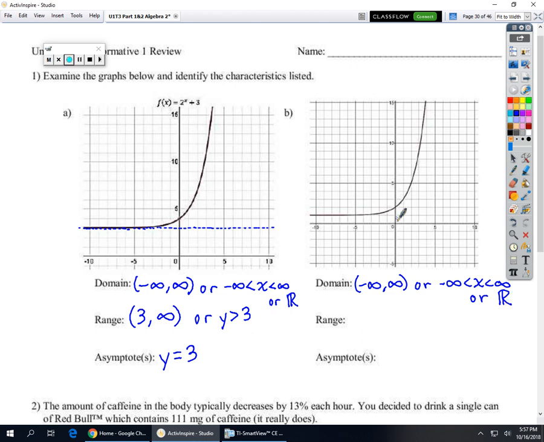So the range here, well, when does the graph start? It starts at 1 to infinity. So you see this graph's at 3, this graph is at 1. So I would write 1 comma infinity, or y is greater than 1. In this case, the asymptote also matches here, y equals 1. That is because the graph gets closer and closer to the value of 1 if I go all the way to that left side. So 1.